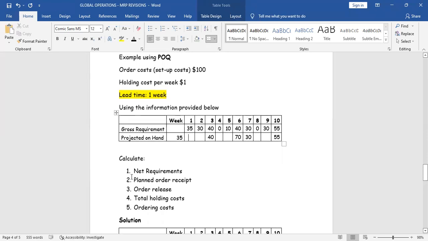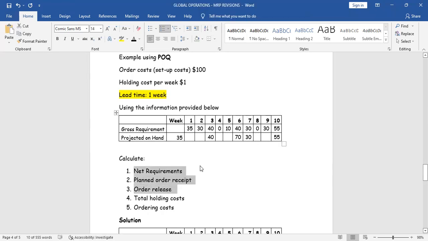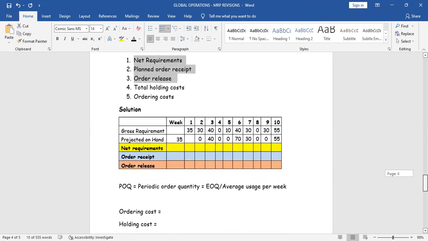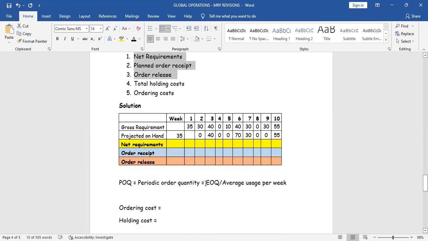So we are going to extend the table like we've been doing. We're going to extend this table as we are finding the solution with net requirement, planned order receipt, and order release. But we need to calculate the interval for POQ. And the periodic order quantity or the period itself is EOQ over average usage per week. What is our EOQ?